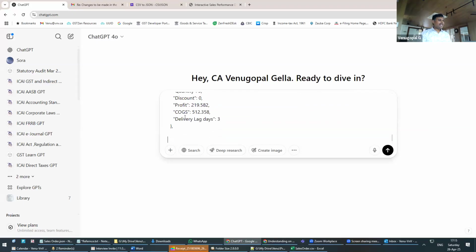And let me give you a prompt. Let me copy the prompt in the chat box. And I want you guys to copy paste this prompt, saying, this is the structure of my sales data in JSON.